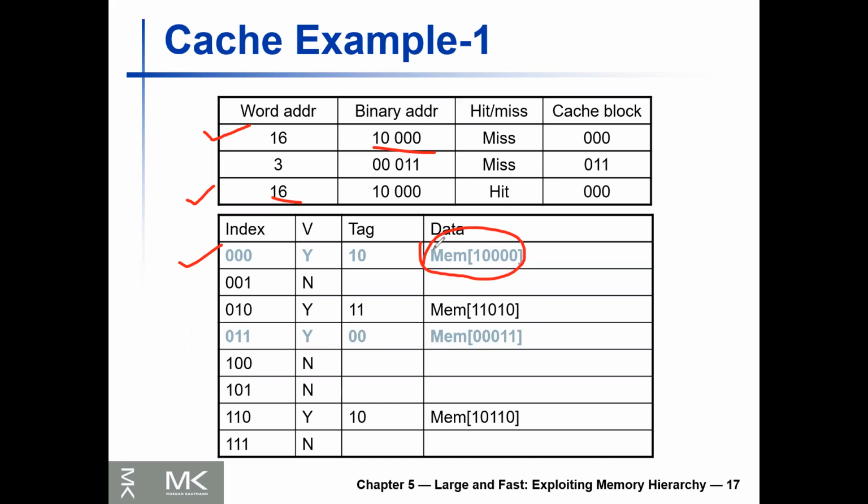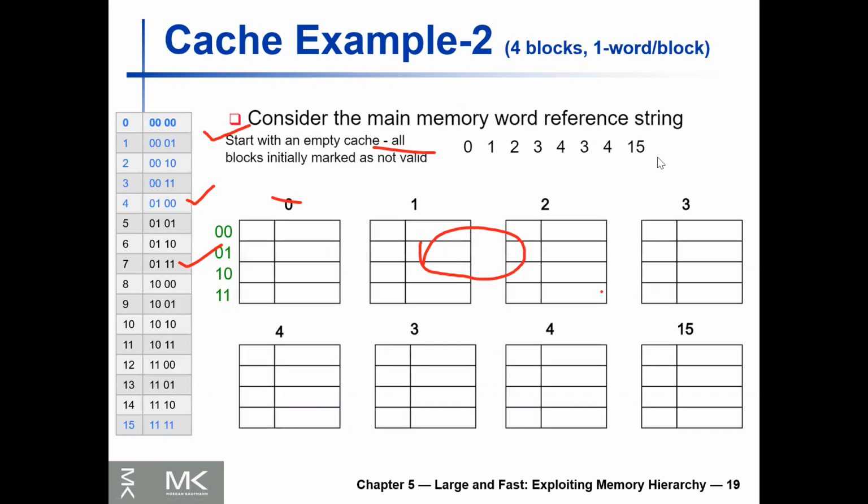Okay, we will be looking at the example with multiple words per block. When it is there, then you will understand that concept. So for now, what is given to you? It is given that we have 4 blocks and each block has one word. Okay, one word only.